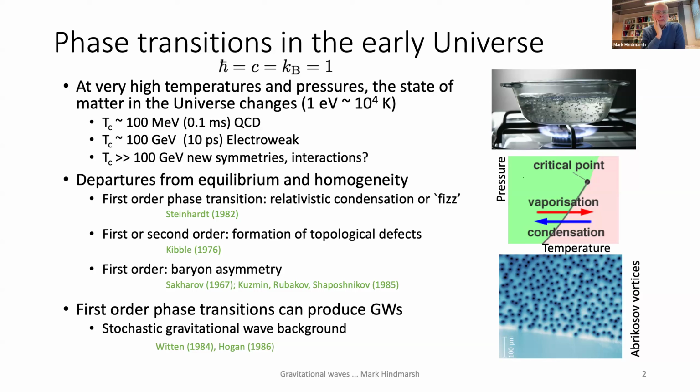You can also get departures from equilibrium and homogeneity if you make topological defects, and that can happen at any kind of transition. For example, you can make analogs of Abrikosov vortices, cosmic strings, in an early universe transition. But one reason for thinking about first order transitions is that a strong departure from thermal equilibrium is required to make the baryon asymmetry that we see in the universe. Those departures from equilibrium and homogeneity can also generate gravitational waves and a stochastic gravitational wave background. This was realized, it's coming up for the 40th anniversary of the paper by Witten, which pointed this out in the context of the QCD transition.